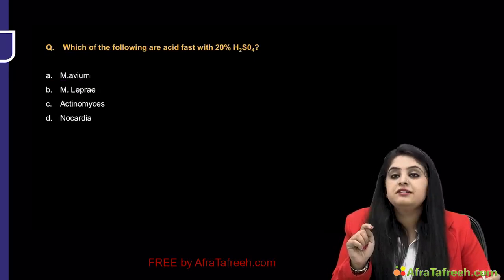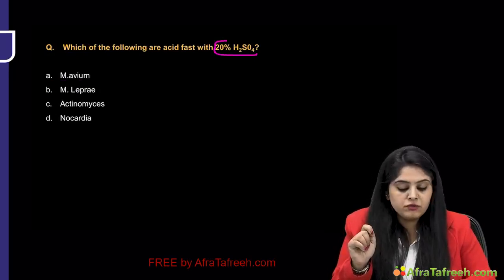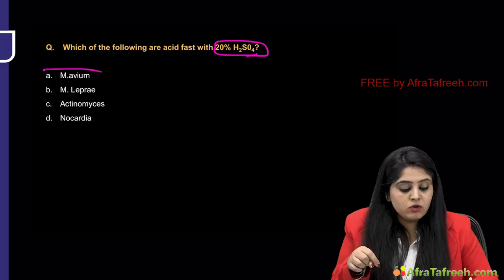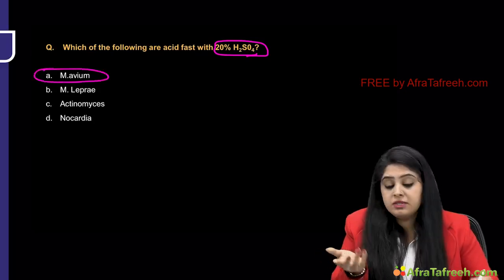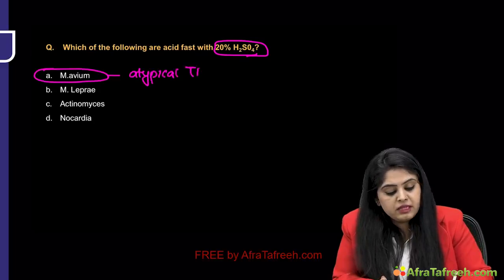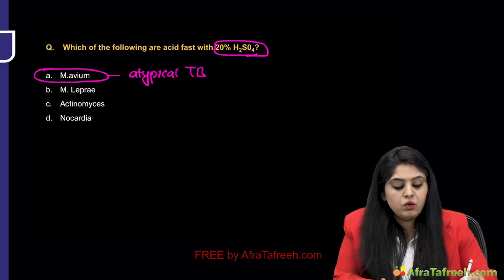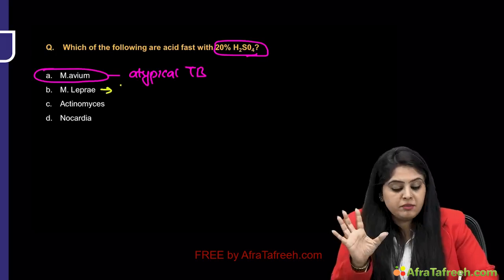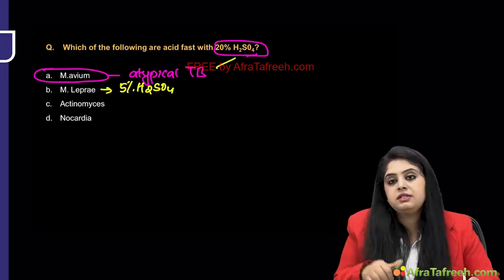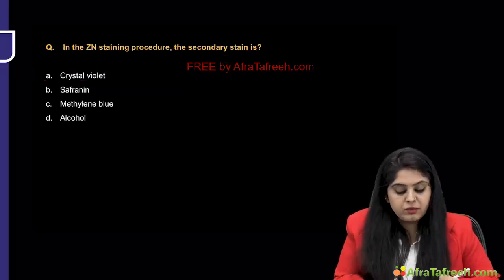Which of the following are acid fast with 20% H2SO4, T20? Yes, guys, what is T20? Some TB, mycobacteria. So TB, that could be typical, that could be atypical, right? Which of them? Mycobacterium avium. You're not seeing TB here, but Mycobacterium avium is an atypical TB. Can you also recall what was for lepra? Lepra 5 alphabets. So how much percentage was there? 5% H2SO4. But for TB, T20. Coming on to the next question.